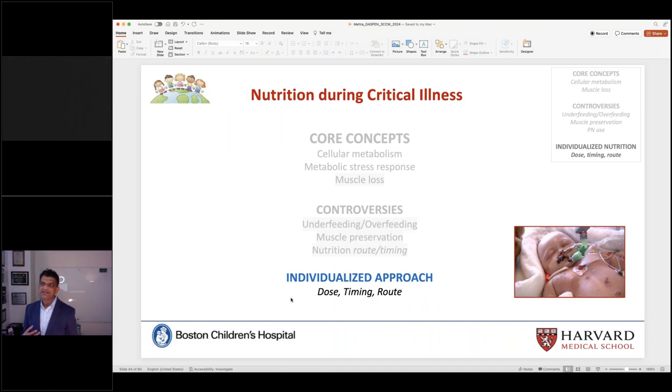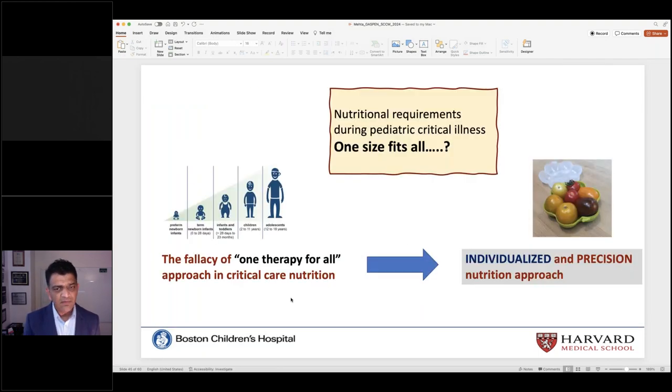Finally, in the last 7 minutes before we break for questions, I want to talk you through an individualized approach that we use. Now, obviously, one size does not fit all, and certainly not in a pediatric ICU. Just look around you in the intensive care unit, and patients have not just different pre-illness states, nutritional states, severity of illness, ability to tolerate.